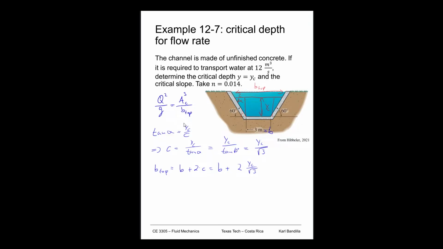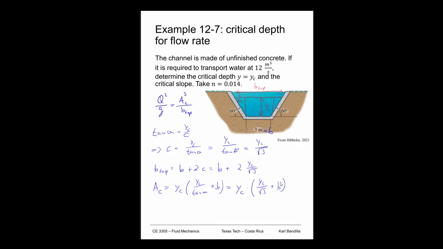So we have our B top. That means now we can also figure out what our A_c is. For that, we take the equation from the book. It's going to be y_c times (y_c over tangent alpha plus B). And in our case, because we know what alpha is, we can plug that in. So we'd have y_c times (y_c over square root of 3 plus B). That's our A_c.